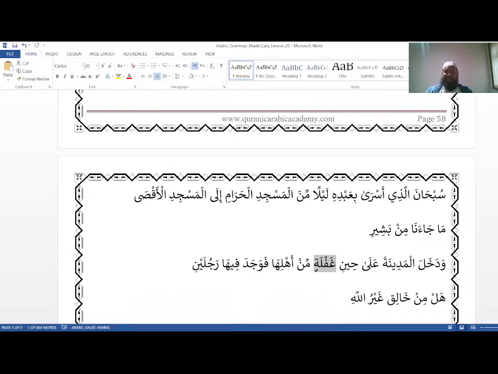In ghaflat, in heedless, unaware. So fi means in it, in unaware. Well, it doesn't make sense. So the ha does not refer to ghafla. What about al-madinata? Madinata is muannas. Yes, in it. So this ha comes all the way to al-Madinah. Yes, and he entered the city.